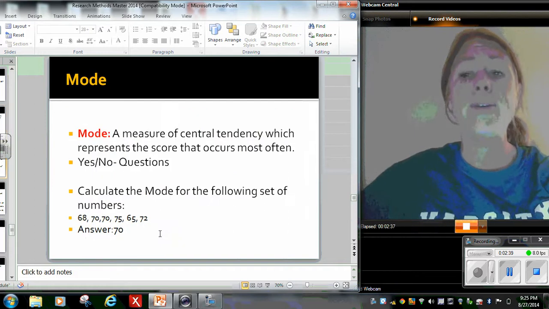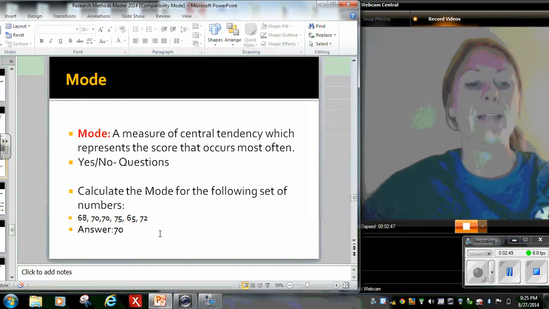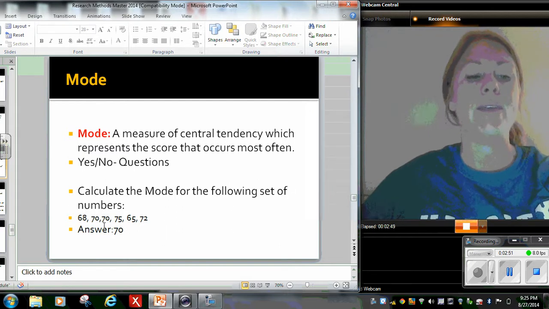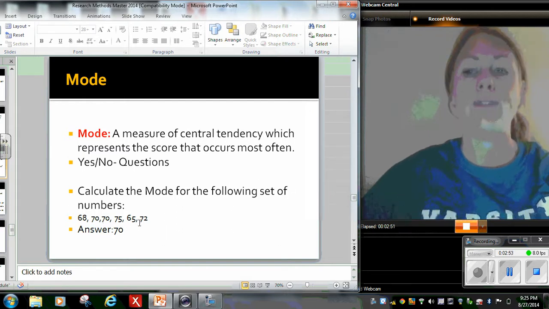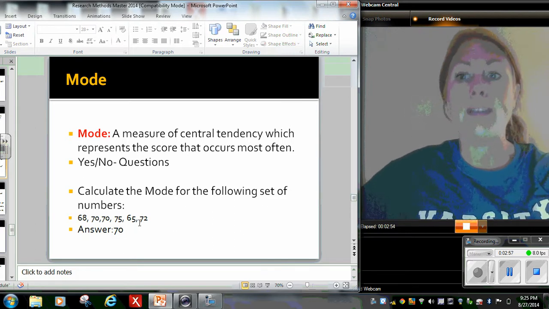All right. You then have the mode, a measure of central tendency which represents the score which happens most often. Mode. Okay, for our example here, 68, 70, 70, 75, 65, or 72. Okay, you know that it would be 70 because that's the number that's most often.